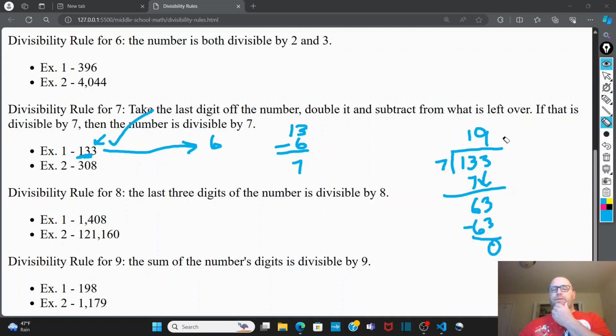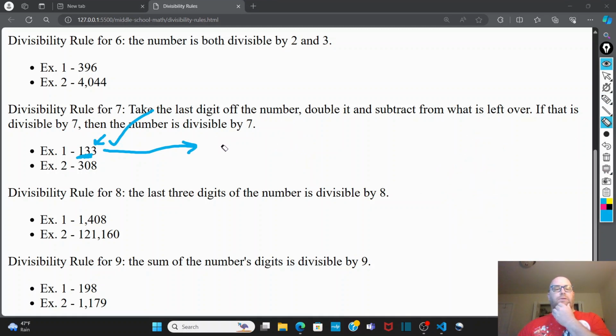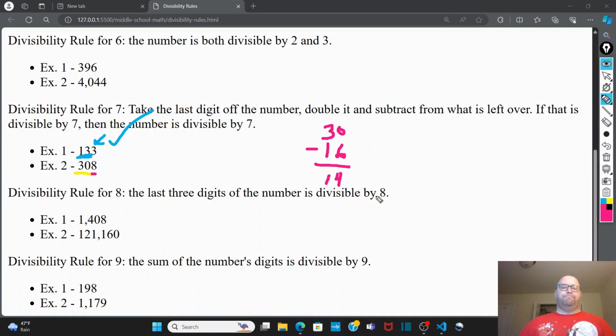Okay, let's erase this one. Okay, I'll change the color here for this one. So this one here, we're going to take the last digit 8, we're going to double it, that's going to be 16, and then we're going to subtract it from 30. Okay, so we'll do 30 minus 16. That'll give us 14. So yeah, this one should be divisible by 7.